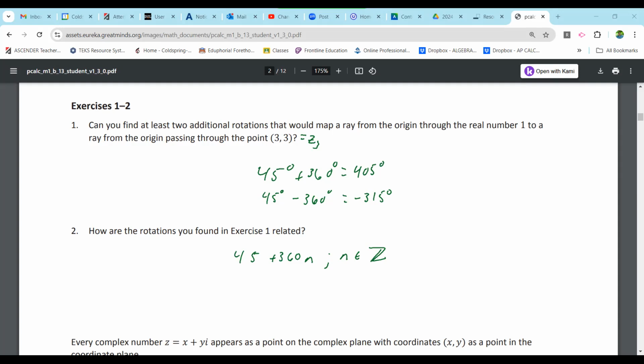You asking about the symbol? Oh, you've never seen that? This just means n is included.